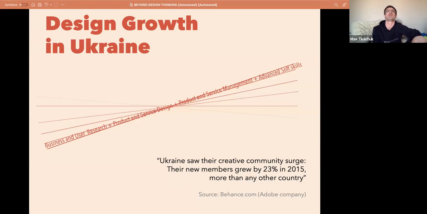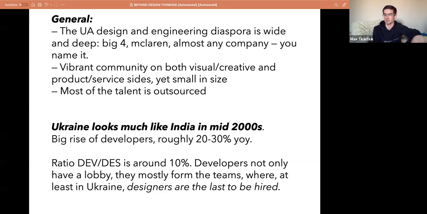Coming back to the slides from the first research, we've seen now how organizations treat design. Let's talk a bit about designers themselves so we can match both of them. In general, the Ukrainian design and engineering diaspora is wide and deep. We're not celebrating enough how wide and deep the diaspora of technical and design specialists throughout the world is. Big Four, Ukrainians are there. Like McLaren, automotive, Ukrainians are there. Almost any company, you name it, Ukrainians are there.